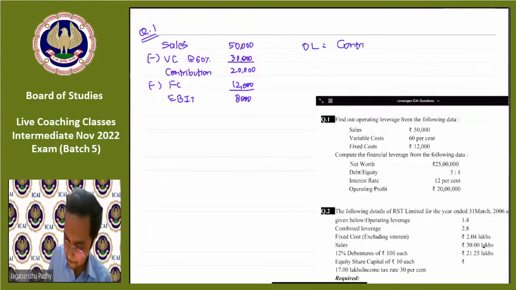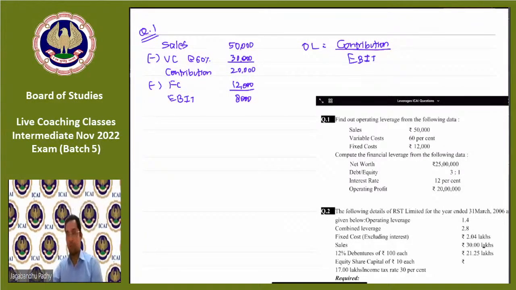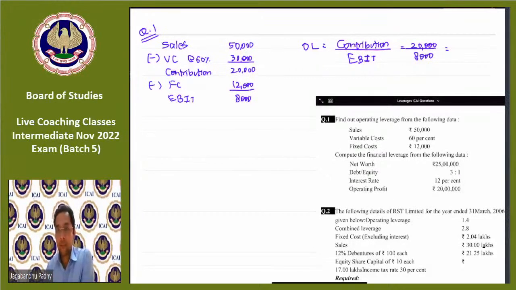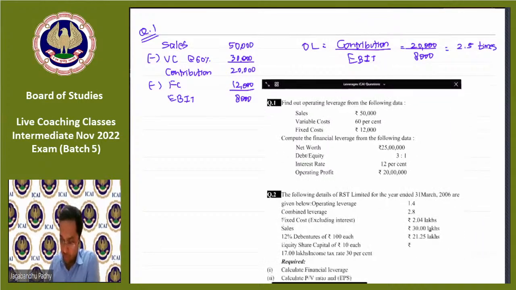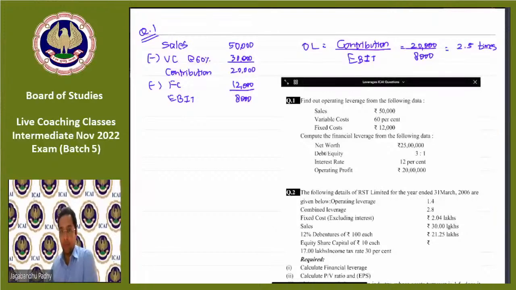Then we talk of operating leverage. Operating leverage stands as contribution upon EBIT. Contribution is 20,000 upon EBIT of 8,000. So that's what we can get easily as 2.5 times. That's pretty simple. Now coming to the second part of the question, we have to compute the financial leverage. In the second part, we have been given the net worth.